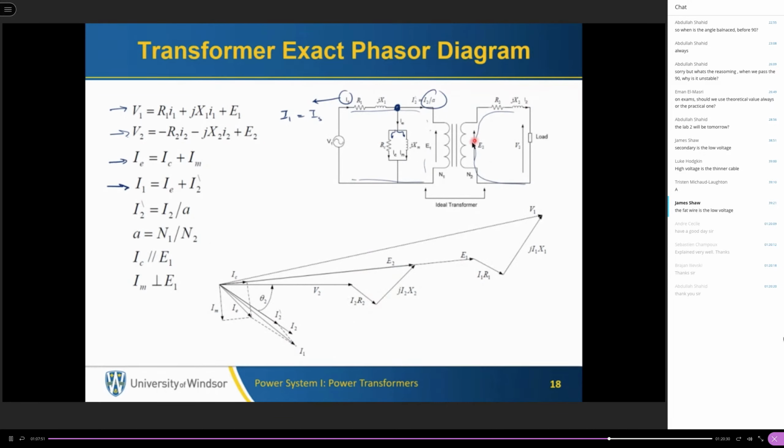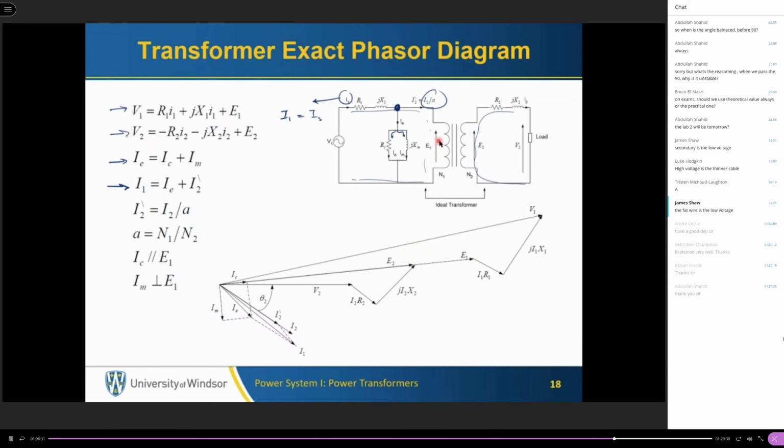Now we can get E2. We need E2 to move from the secondary to the primary. So how to get E2? We know that E2 is equal to V2 plus this voltage drop. So E2 is equal to V2 plus I2R2 plus jI2X2. If you have E2, you can get E1, because E2 and E1 have the same direction, but one of them is higher than the other. So here E2 is lower than E1. Okay, so we got E1.